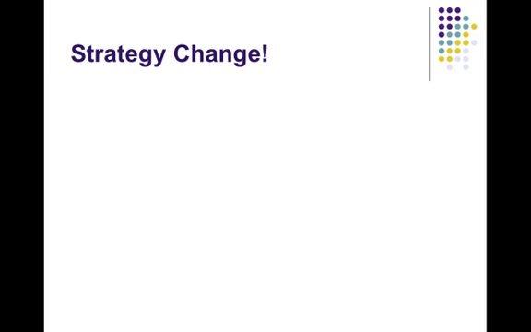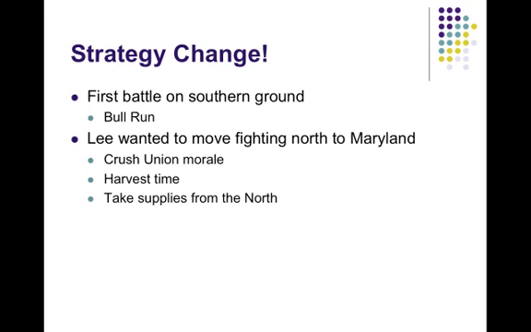Now, from the Confederate perspective, there was a strategy change. The first battle was on Southern ground at Bull Run. Robert E. Lee wanted to take the fighting north into the Union, because he thought it could do a couple positive things. Number one, it could crush the Union morale.